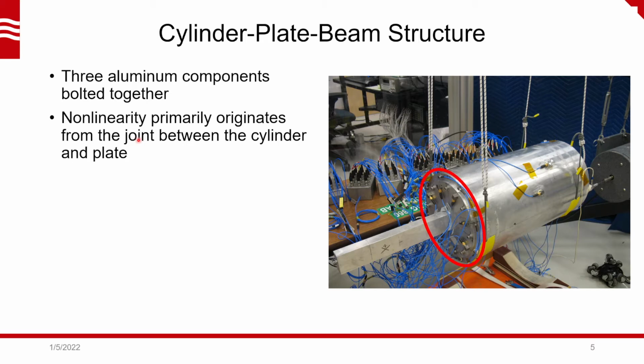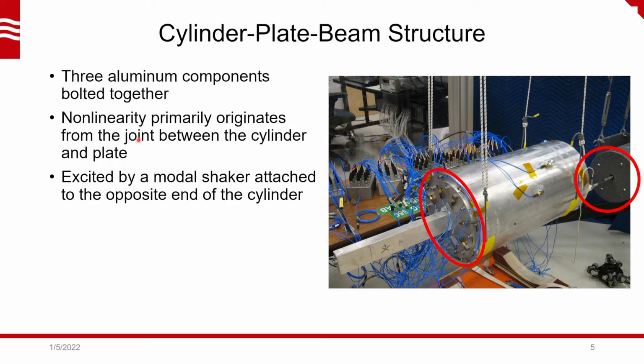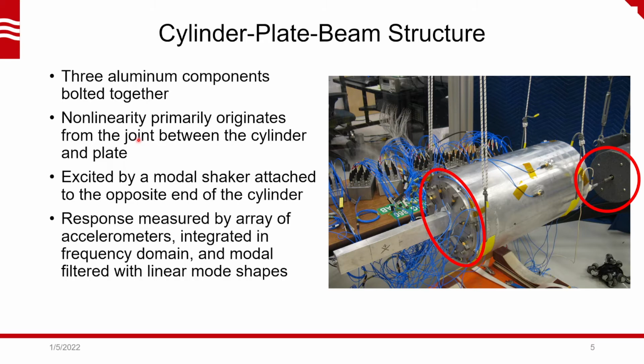The interface between the plate and the cylinder is assumed to contribute most of the nonlinearity in the structural response due to all the friction that would occur between the surfaces. And at the back there, you can see that a shaker is attached to the open end of the cylinder. This was used to excite the CPB with a variety of sine beats, or forced input. And the response of that was measured by an array of accelerometers that are positioned across the beam, across the structure.